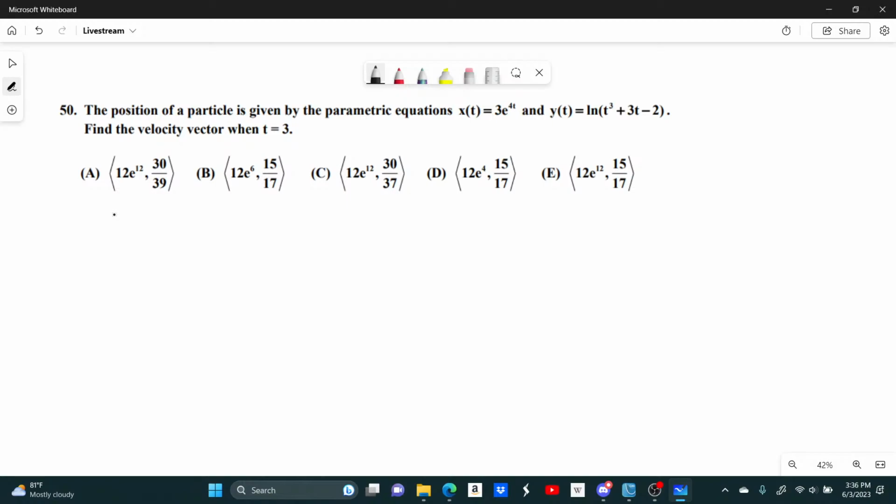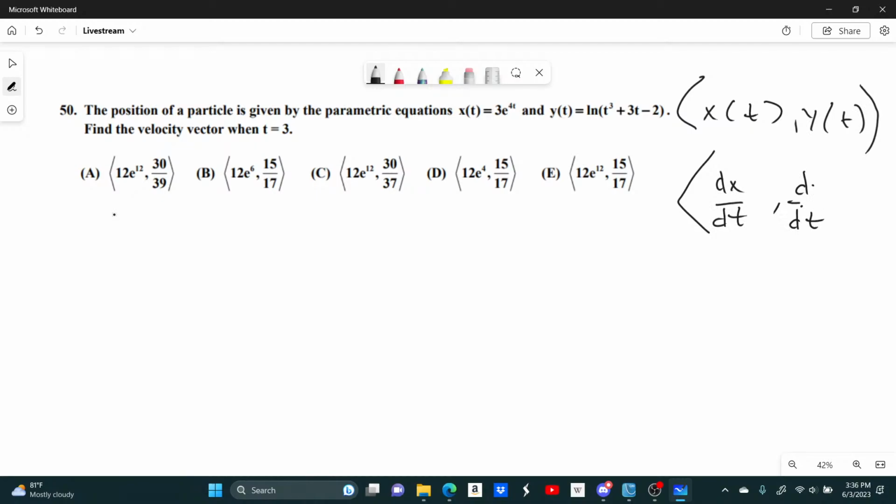Okay, so the velocity vector is basically just finding, if our position vector is x of t and y of t, then our velocity vector is finding dx/dt and dy/dt, right? How fast is y changing? How fast is x changing? Or, shoot, I flipped those. But you know what I mean. How fast is x changing? And how fast is y changing? Well, luckily, this is pretty straightforward to solve, because all you have to do is take the derivative of both of these and then plug in your values.